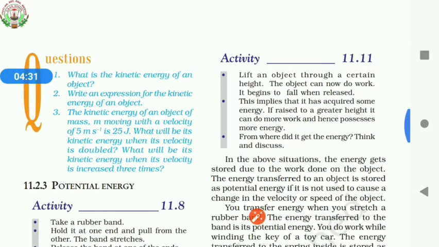We see another activity, that is activity number 11. Lift an object to a certain height. The object can now do work. It begins to fall when released. This implies that it has acquired some energy. If raised to a greater height, it can do more work and hence possess more energy. So the amount of energy possessed by the object depends upon the height. More height means more energy. Less height means less energy it possesses.